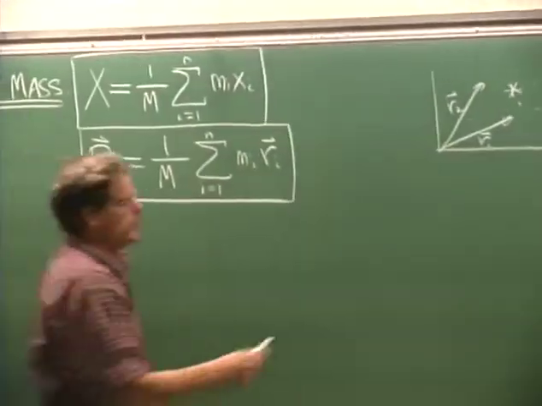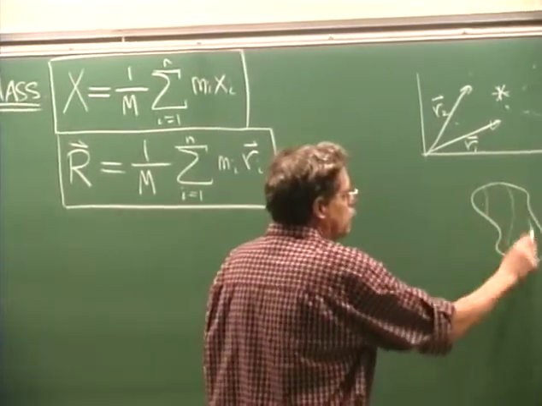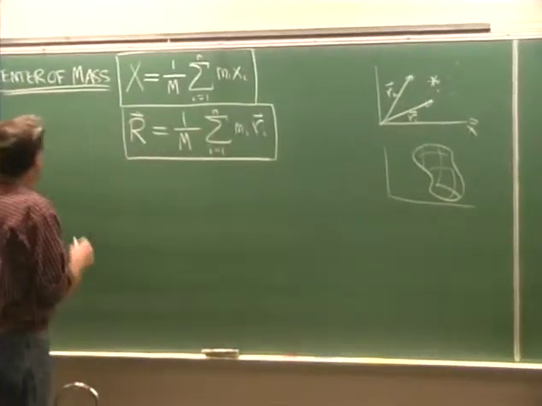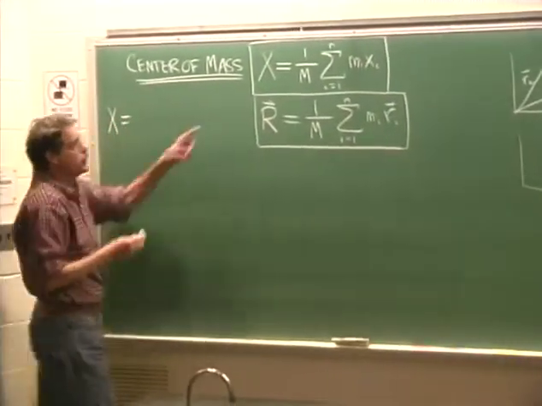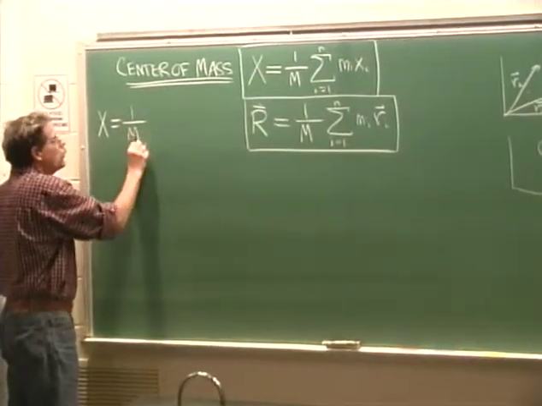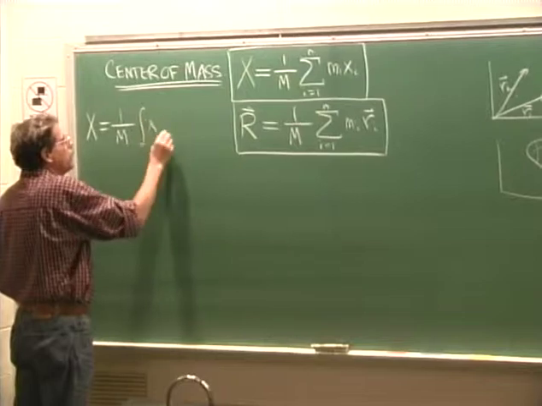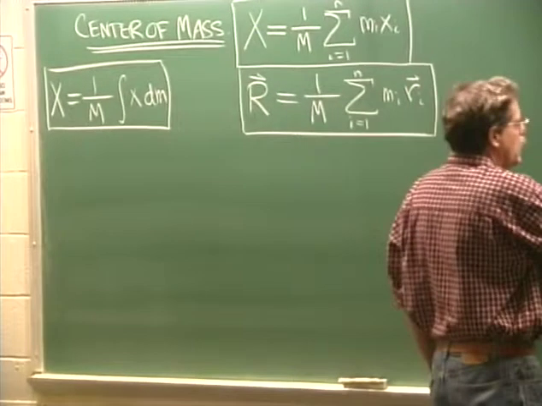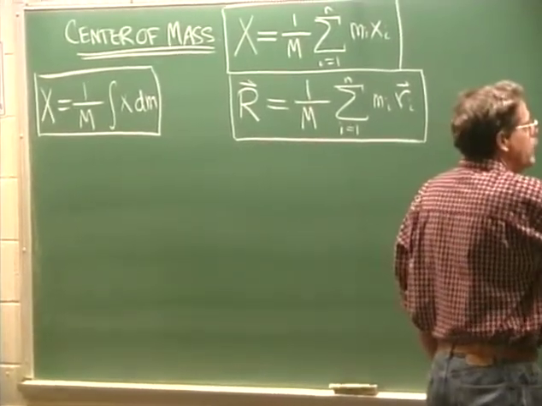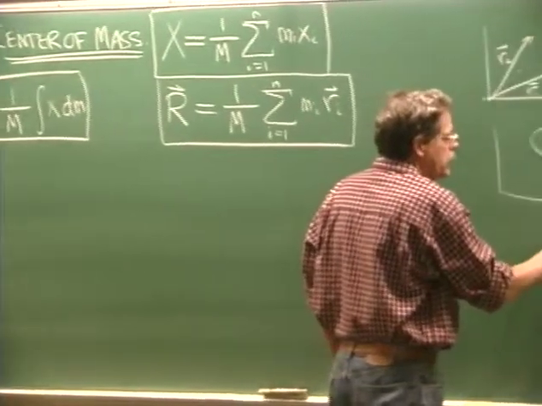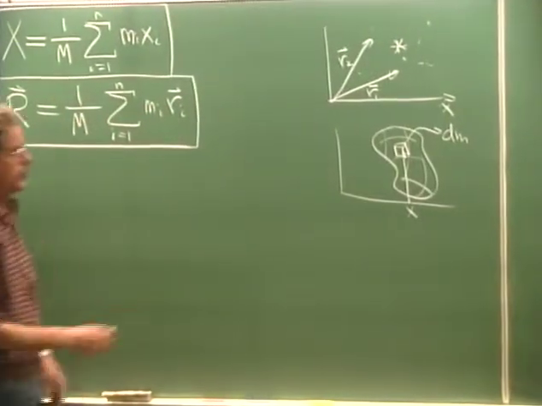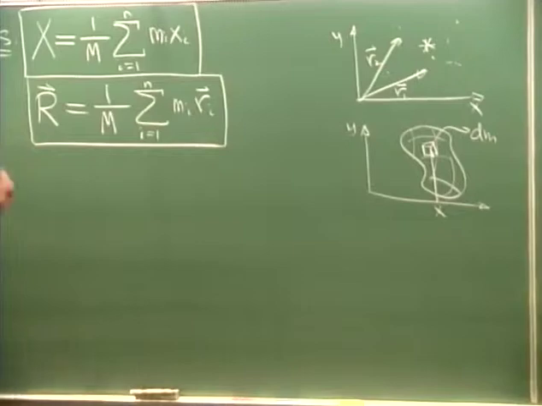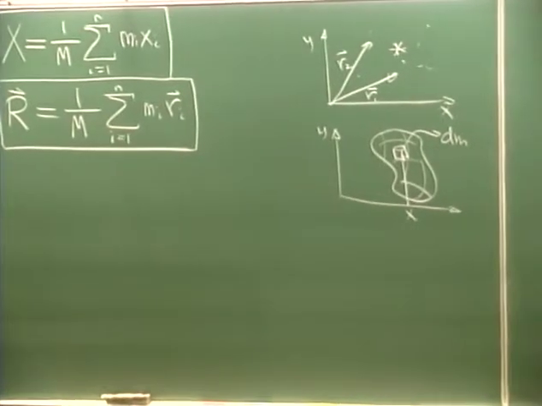And if you have a continuous distribution of matter, a potato here or something, instead of discrete point masses, then the position of the center of mass just converts over to an integral: 1 over the total mass times the integral of x dm. We'd rather chop the thing up into little infinitesimal pieces. Here's one of them. There's mass dm, multiply it by its x, the x component of its position, and integrate them all up. And that will give you the center of mass for a continuous distribution.